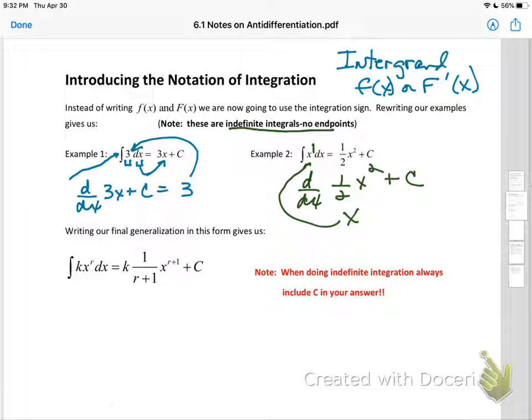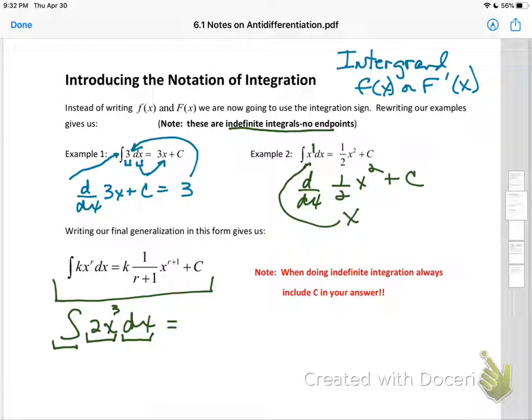Okay, finally, writing our final generalization. What if I throw in a constant? How does that impact things? And it does not. But here is the whole notation of integration for this kind of problem. Let's make up one and see if we can work it out. What if I said I had 2x to the third dx? So this is my integrand. I know my variables are going to be x, and I have my integration symbol right there. Okay, what is that? What is the antiderivative of that?